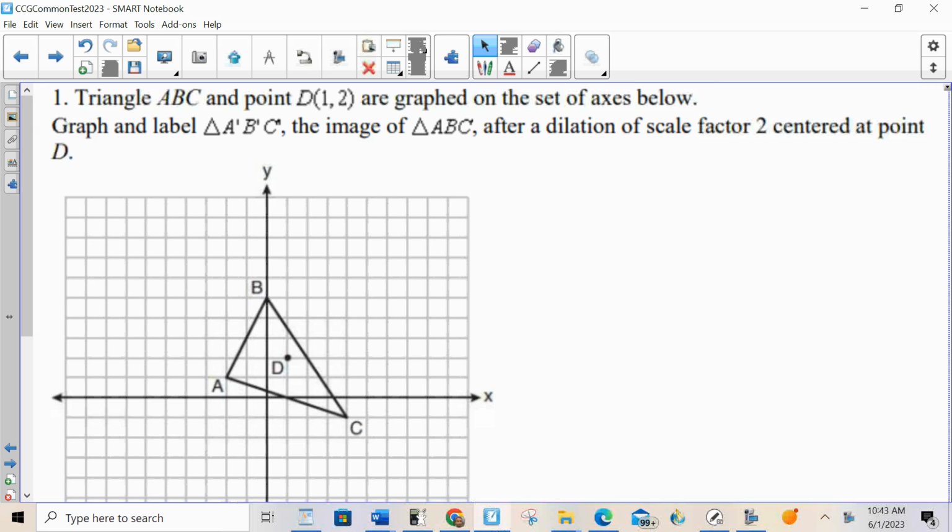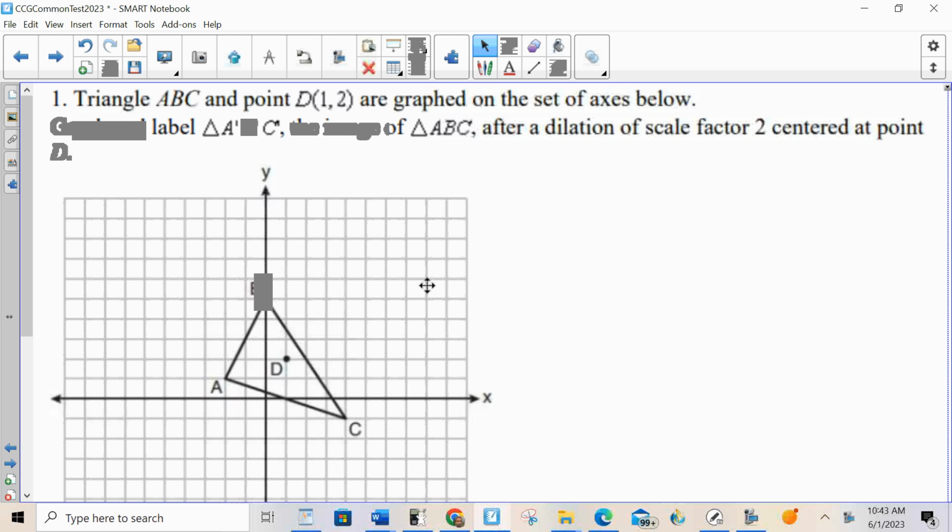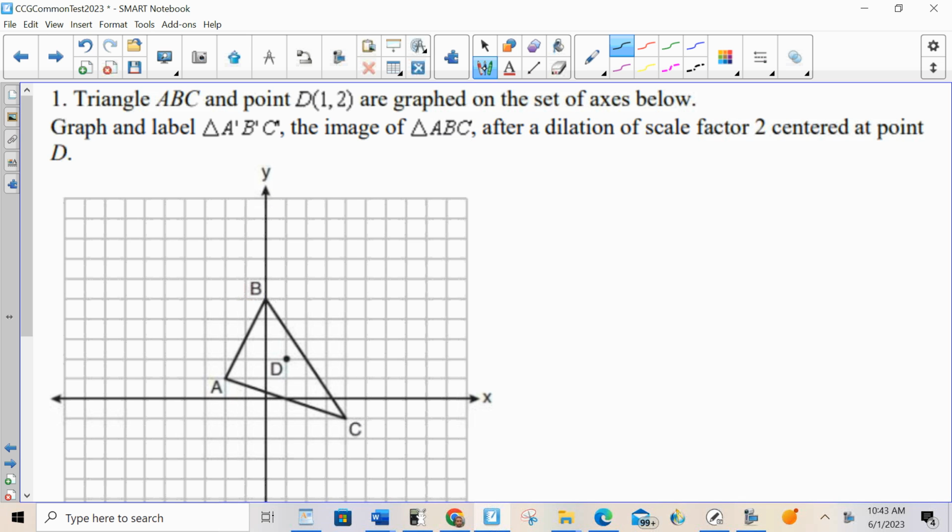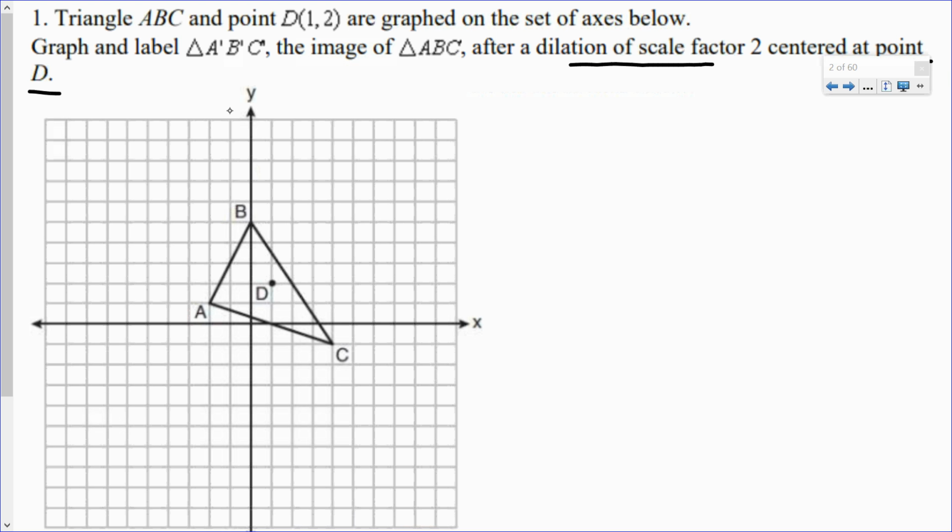Triangle ABC and point D are graphed on the set of axes below. Graph and label triangle A'B'C', the image of triangle ABC after a dilation of scale factor 2, centered at point D. So to dilate a shape, I'm going to count from the center of dilation to each point.